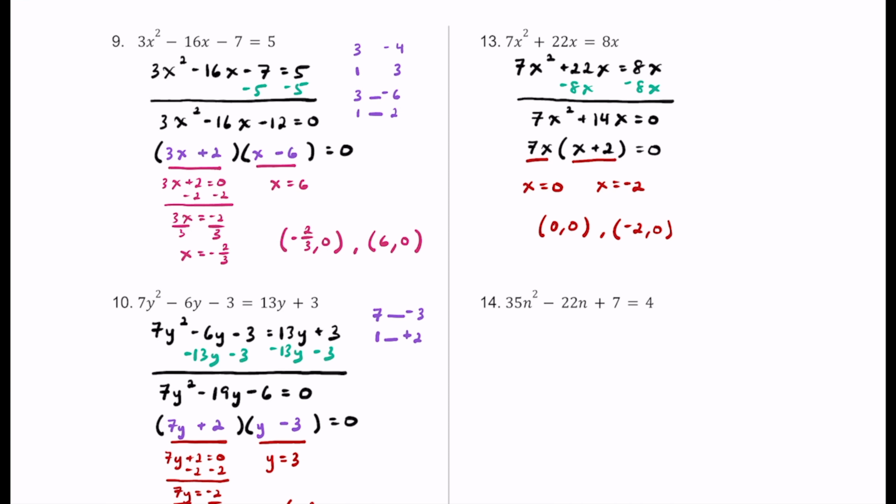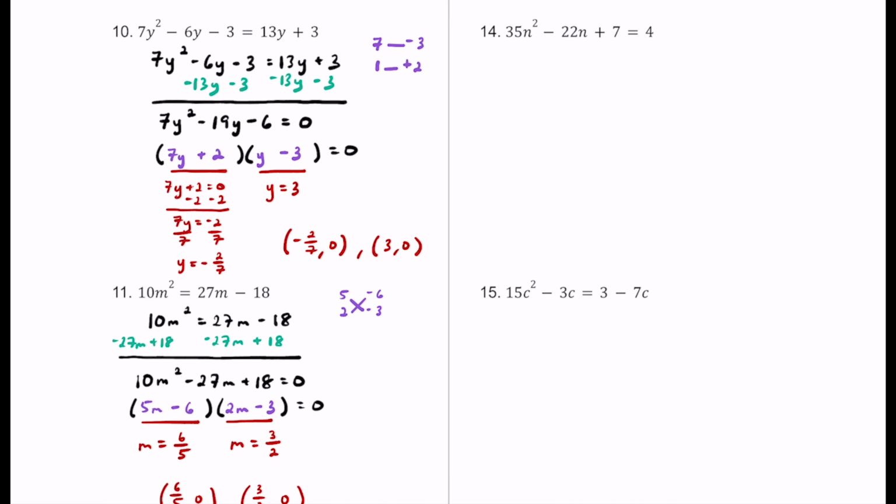Okay, let's check out 14. For 14, let's see what we have. We have 35n squared minus 22n plus 7 is equal to positive 4. And so let's make this equal 0. Let's take away 4, take away 4. If we go ahead and do that, we're left with 35n squared minus 22n plus 3 is equal to 0.